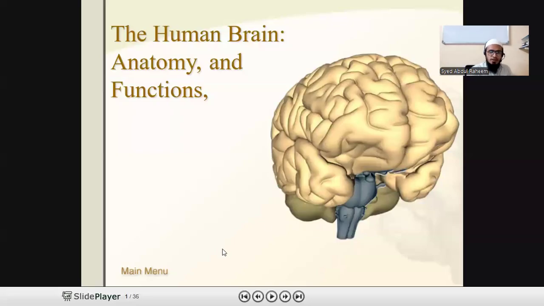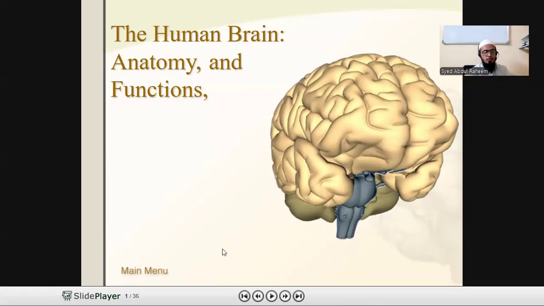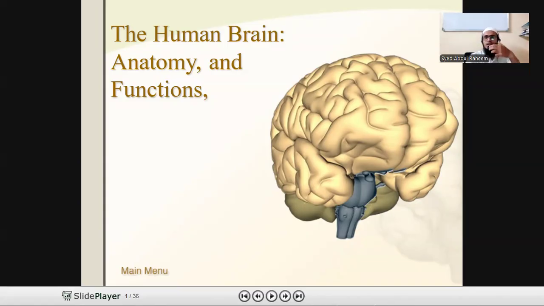So we are studying radiology. In today's class, we are going to talk about neuroradiology. Before that, we'll discuss some anatomy of the brain, some basics, because it will help us to understand more about the radiology of the brain. So let's start.